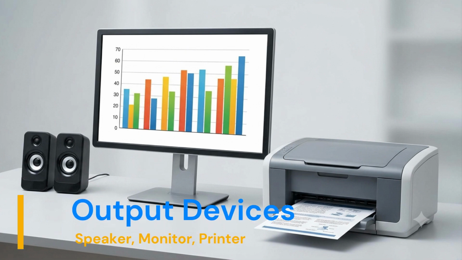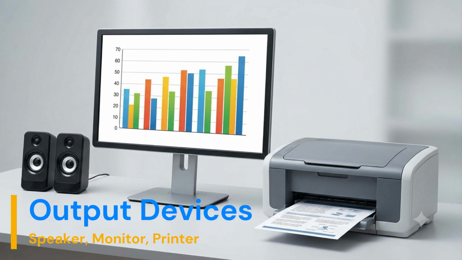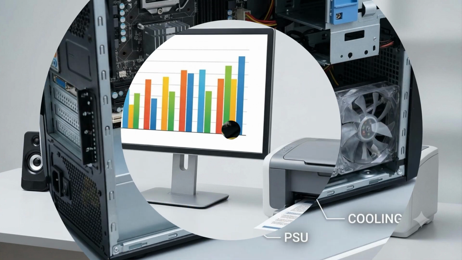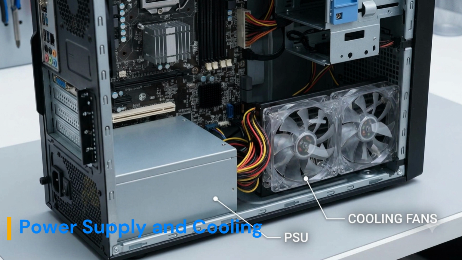Output devices show the results of processing, such as on a monitor or printer. Output devices take the digital data processed by the computer and turn it into something humans can perceive. The monitor turns data into images, speakers turn it into sound, and a printer turns it into physical ink on paper.